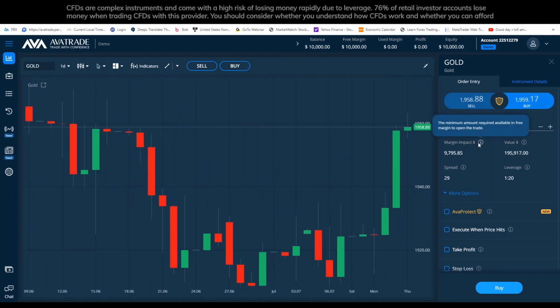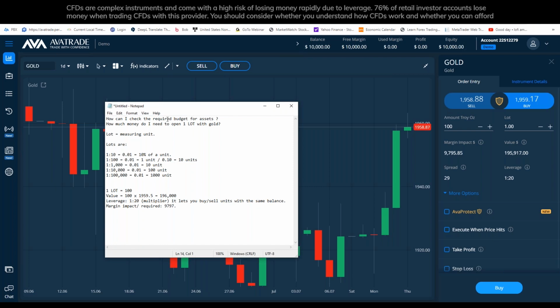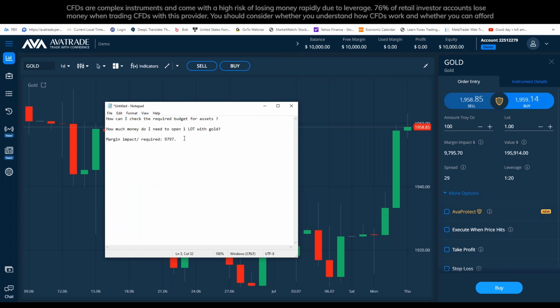So as I was explaining, this is what's needed for one lot. If we take the other question into consideration regarding the budget, right? Let's just keep that segment. Okay. So one lot with gold, one buy with gold, one lot, that's almost $9,800. Okay, that's one position, right? So if I'm managing the budget, and I have this position with gold.